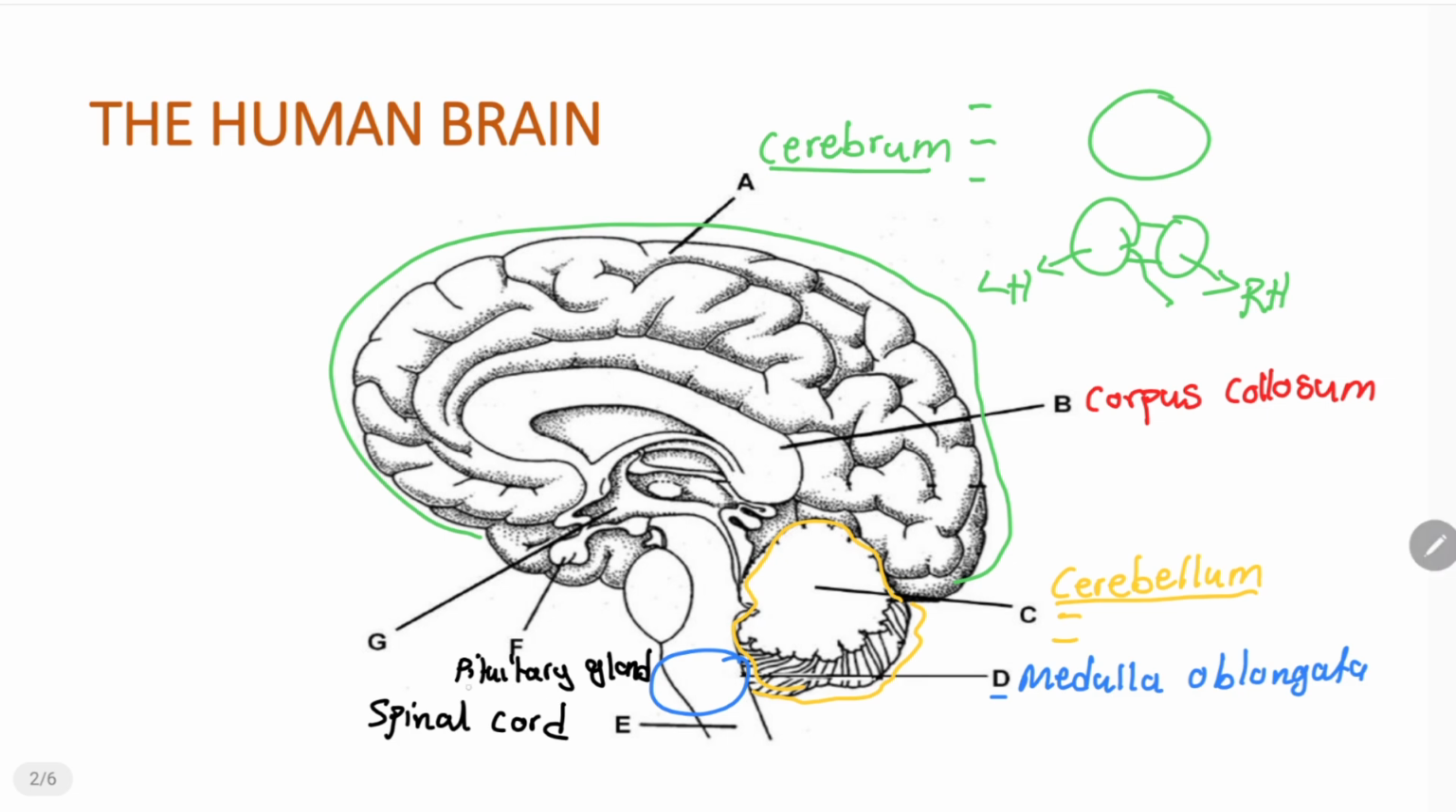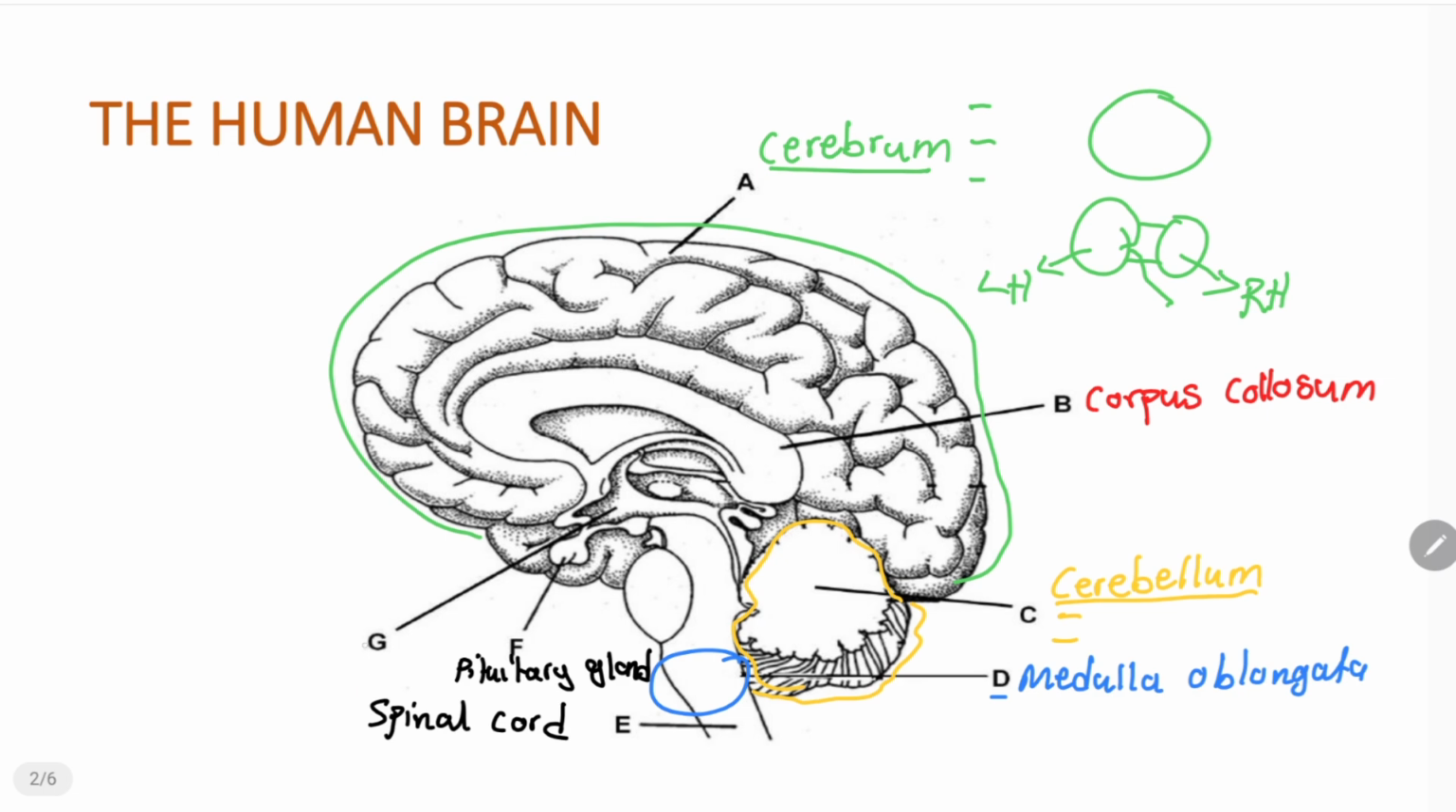But we've already focused on the pituitary gland during term 1. This is where we discussed hormones such as LH, which is the luteinizing hormone, and FSH, which is the follicle stimulating hormone. Those are pituitary hormones because they are secreted by the pituitary gland.